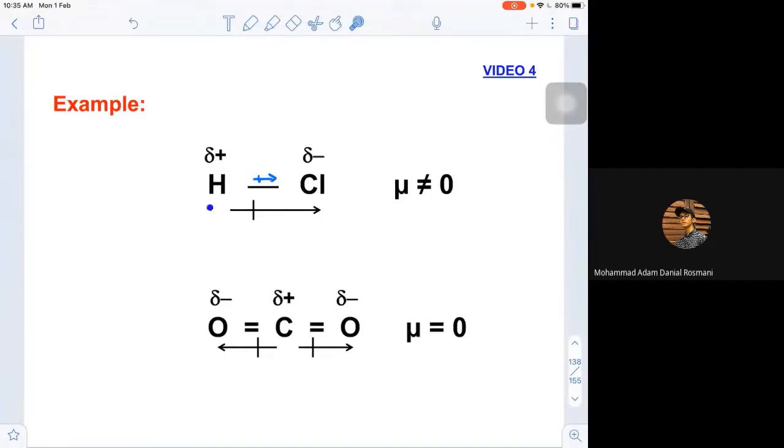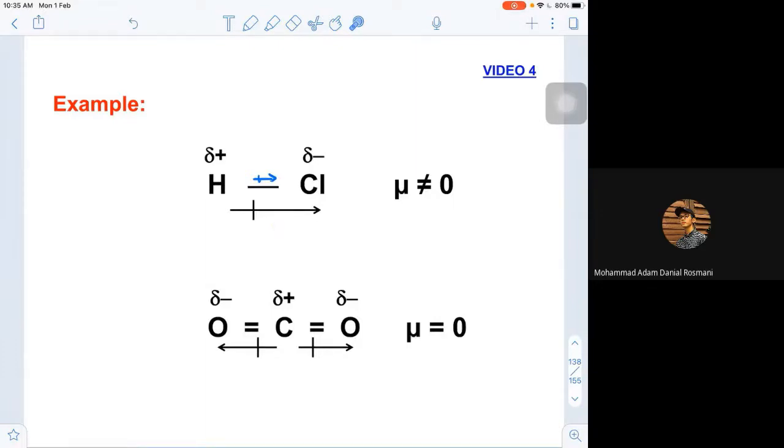The resultant dipole moment is moving towards chlorine, with the arrowhead at the chlorine side. So this is the negative pole and this is the positive pole of the molecule. So the total dipole moment is not equal to 0. The mu is not equal to 0. So the HCl molecule is a polar molecule.